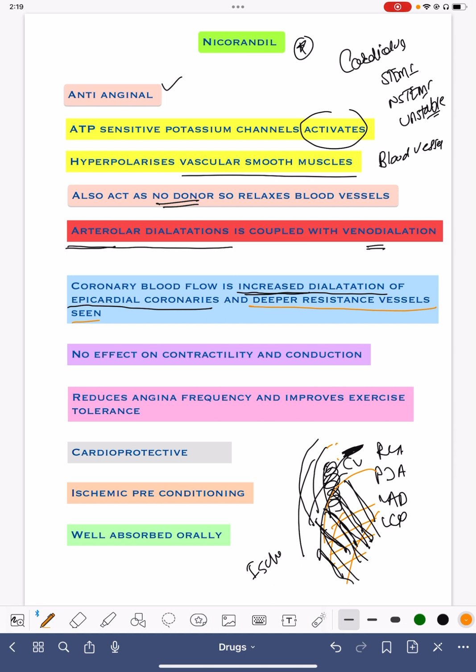They don't have any effect on contractility or conduction. So there is no problem with the contractility or conduction, and they have definitely been shown to reduce the chest pain frequency, as well as, because of the improved oxygenation and improved metabolic effect, there is improved exercise tolerance. Because of these effects, because of the dilatation of epicardial and deeper resistance vessels also, they are said to be cardioprotective, and they are said to have ischemic preconditioning.